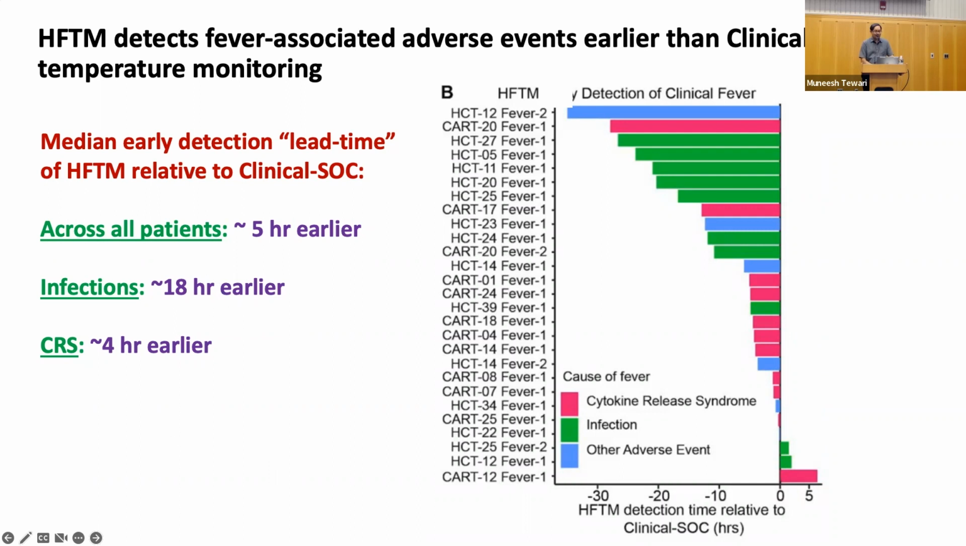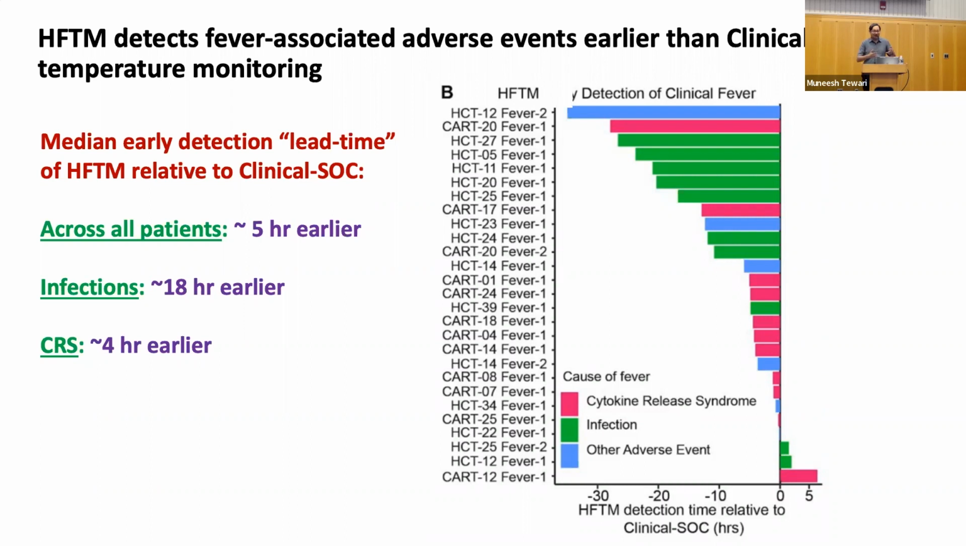The other overall big picture on this is for infections. We went into the records and asked, what was this fever caused by? Was it an infection? Was it cytokine release syndrome? Or there are even other things, like sometimes a blood transfusion, that can cause fevers. And this was quite striking. It was 18 hours earlier. That was striking to us from a clinical standpoint, because these patients are getting every 4 hour temperatures. So how are we picking this up 18 hours earlier?